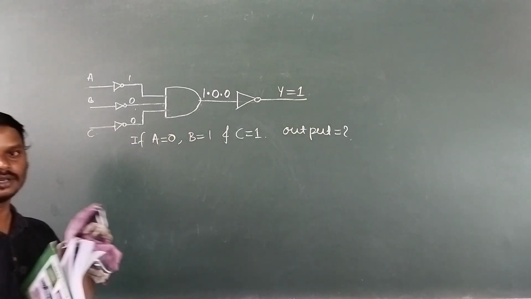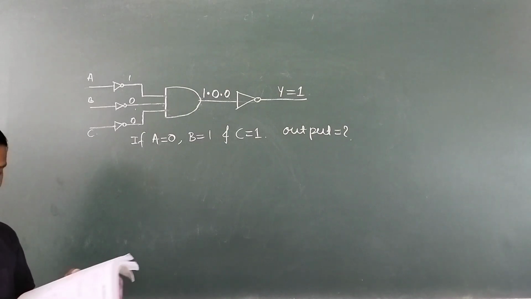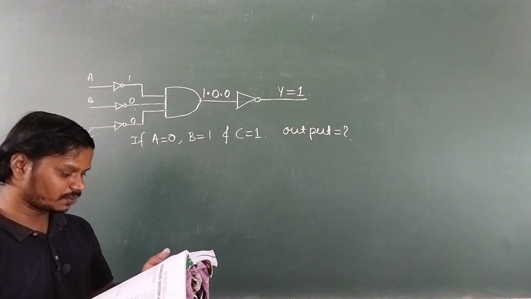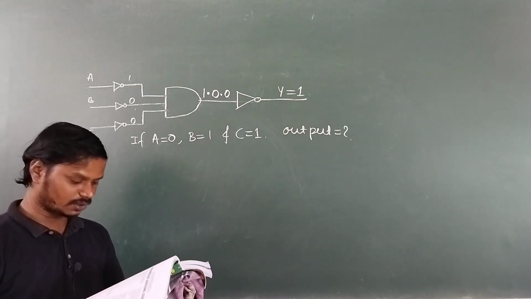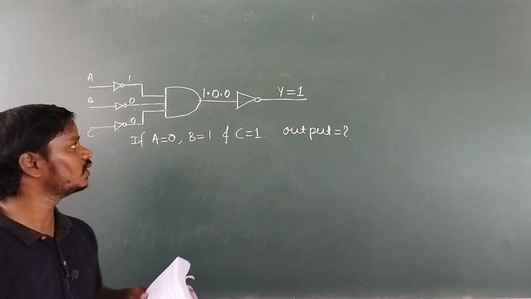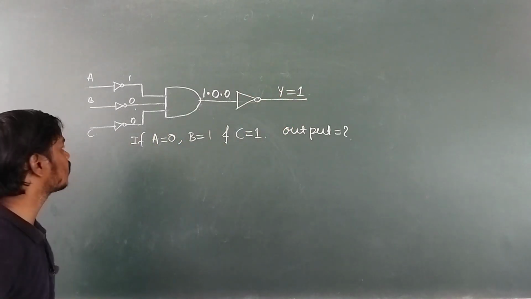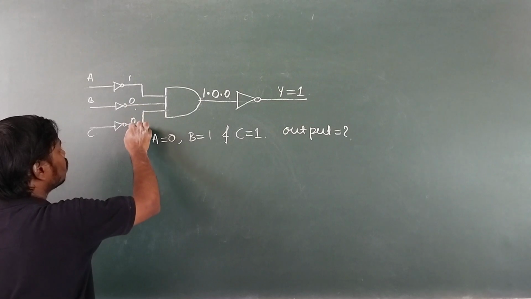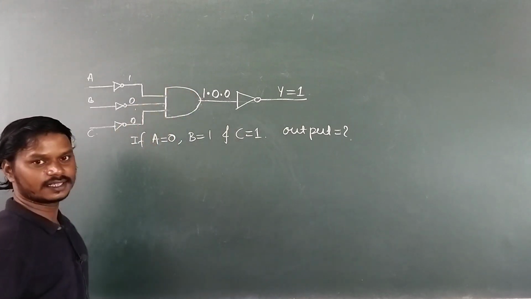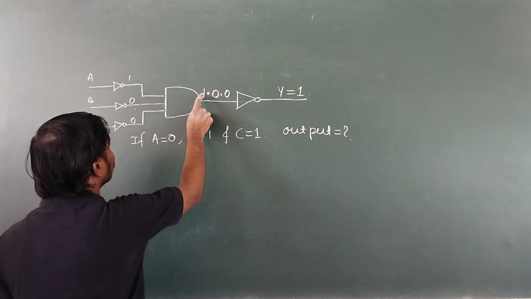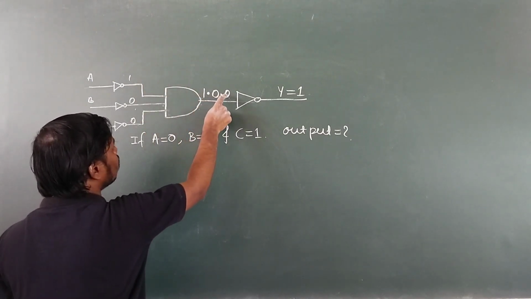Then what is the output for the given combination? That is 1. Option C. First option 1, second option 0, third option not predictable and last option none of these. So what is the output here? Output is 1. Once again listen here, 1, 0, 0 are the inputs for the AND gate. Means how many inputs are there? 3 inputs are there. Then I will write 1 and 0 and 0.